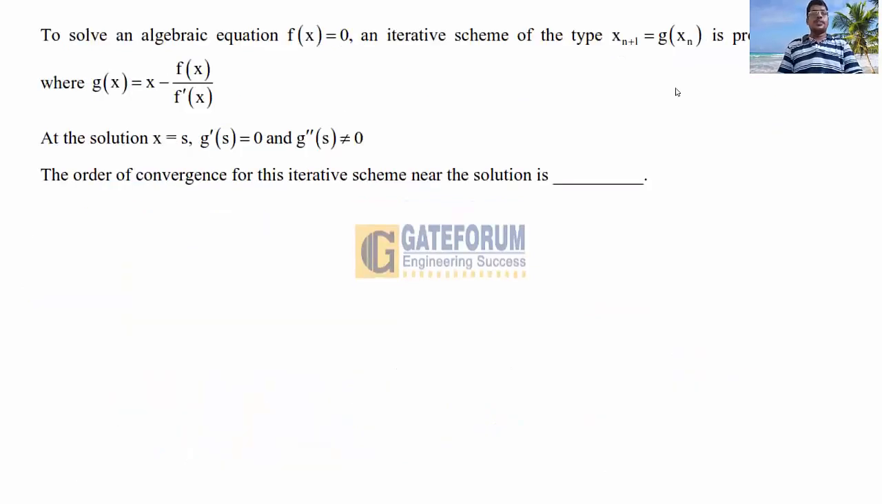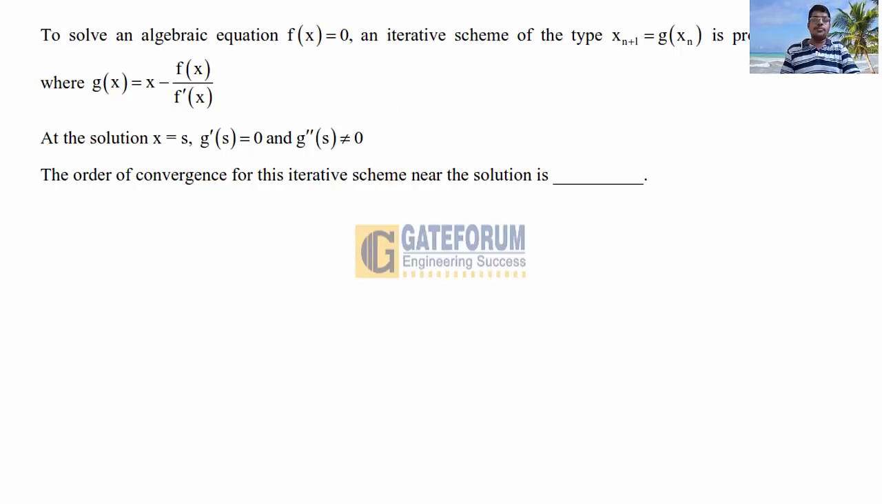The question is, to solve an algebraic equation f of x is equal to 0, an iterative scheme of the type x(n+1) is equal to g of xn is proposed, where g of x is equal to x minus f of x by f dash x. At the solution x is equal to s, g dash s is equal to 0 and g double dash s not equal to 0. The order of convergence for this iterative scheme near the solution is.